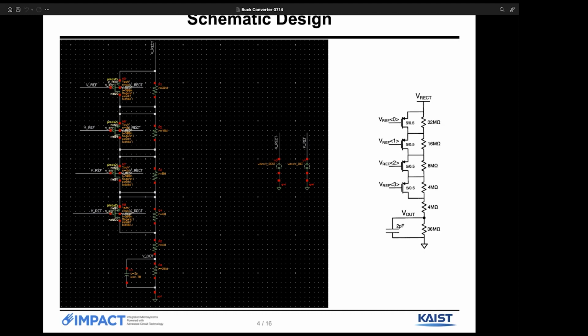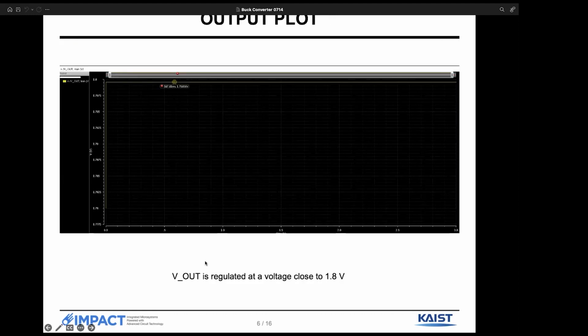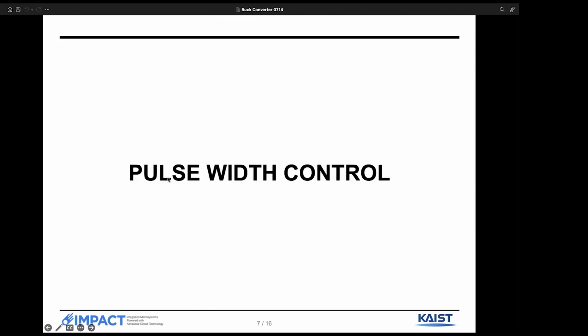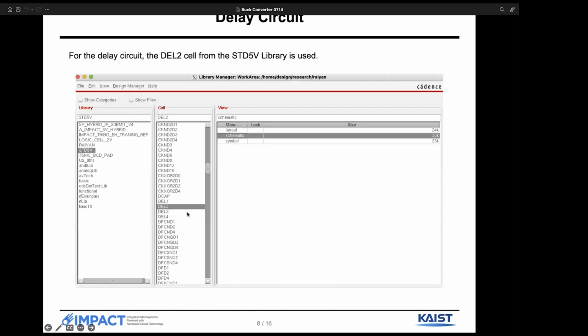The V bit controls the voltage of Vref. So let's ask Thai later. He understood it. In this case V out was actually pretty close to 1.8 volts, as we can see in the graph. And after that it's the pulse width control.